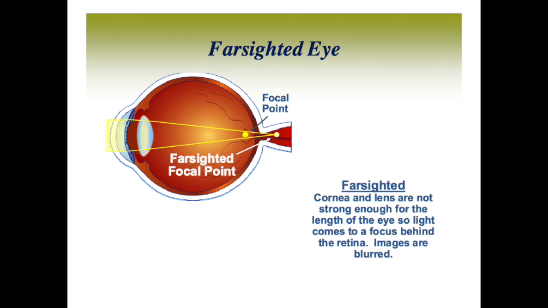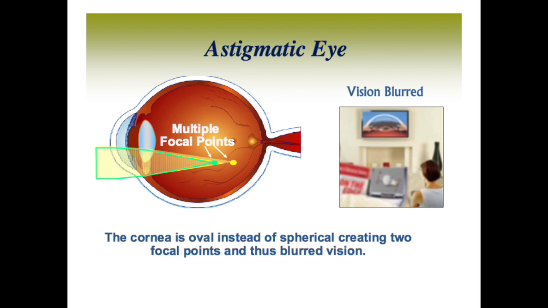In the far-sighted eye, the cornea and lens are not strong enough for the length of the eye, so light comes to a focus behind the retina, and again images are blurred. With astigmatism, the cornea is oval instead of spherical, creating two focal points and thus blurred vision. Usually some astigmatism is tacked on to whether or not the patient is nearsighted or farsighted.